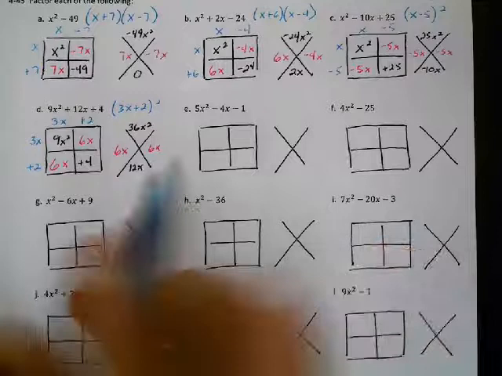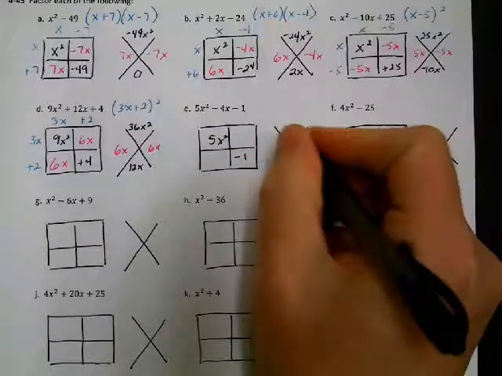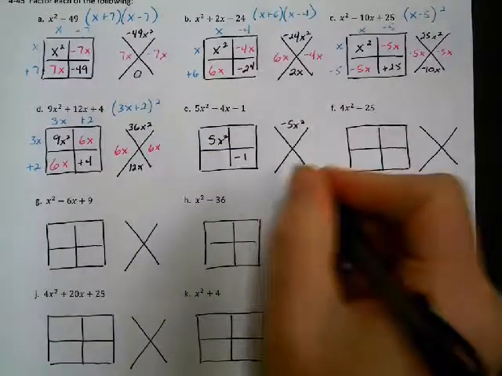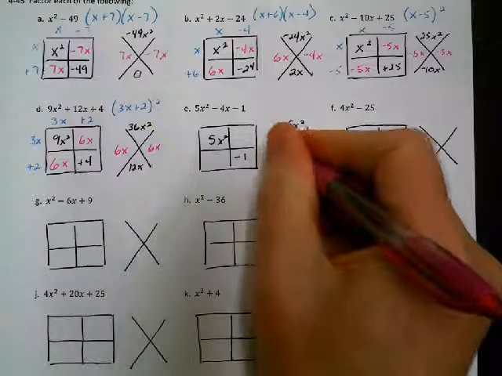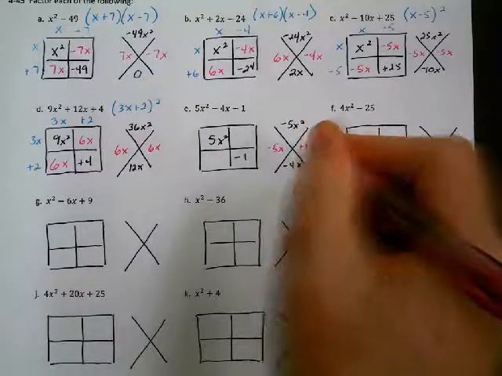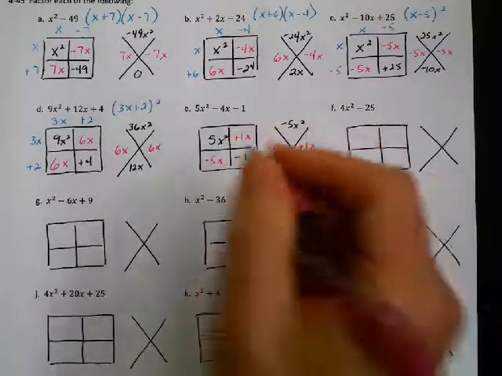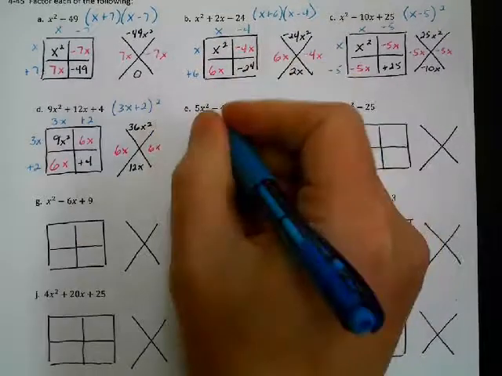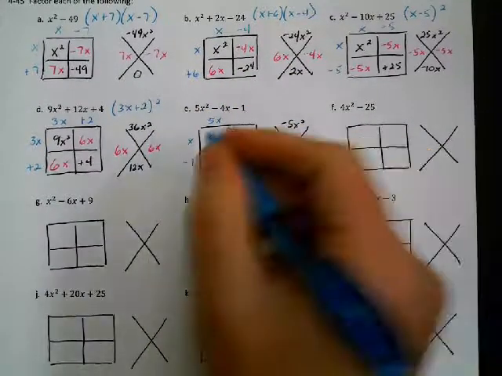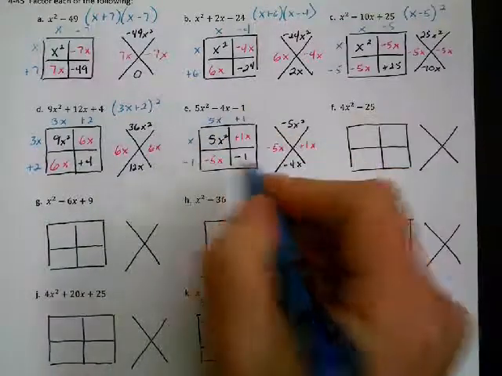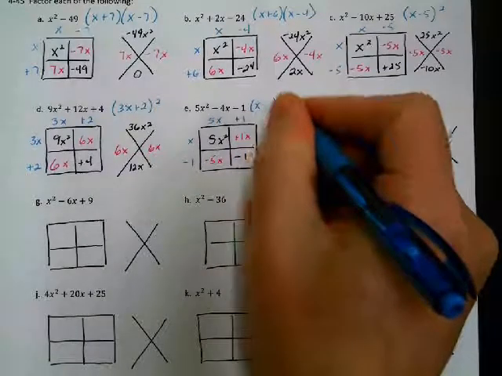Next one, 5x squared goes here. Negative 1 goes here. Multiply those, we get negative 5x squared. When we add them, we get negative 4x. So what multiplies to give me negative 5 but adds to give me negative 4? That should be negative 5x and positive 1x. So we got negative 5x here, positive 1x here. So this should be 5x. This should be x. This would be negative 1. And this would be positive 1. Do they multiply to give me negative 1 over here? Yes, they do. I've got my factors. I've got x minus 1 and 5x plus 1.